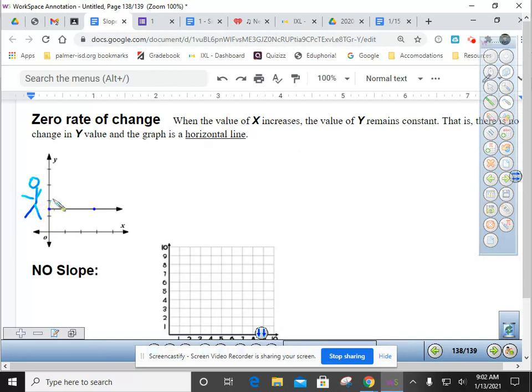Let's pretend you and your bicycle are right here. And you sit on your bicycle and lift your feet up. How fast are you going to go? You're not going to go, are you? You're going to go zero. So it's flat. You're not going to go anywhere. You're not going to go uphill. You're not going to go downhill. You're just going to sit right there. That is a zero slope. It says when the value of x increases, the value of y remains constant. That means it doesn't change.